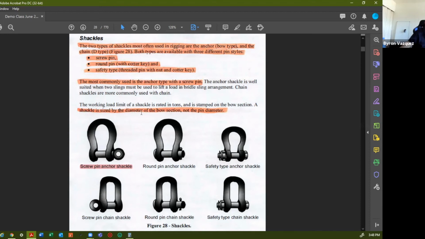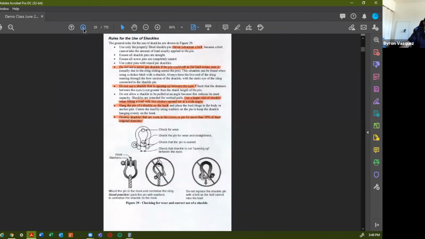A shackle is sized by the diameter of the bow section, not the pin diameter. So definitely remember that. What they're talking about is that these are sized according to the diameter of the bow section. This is the bow section. Not the pin diameter. So you're going to want to measure from here to here, which is the bow section. And that's how these are measured. That's important to remember. So please do.